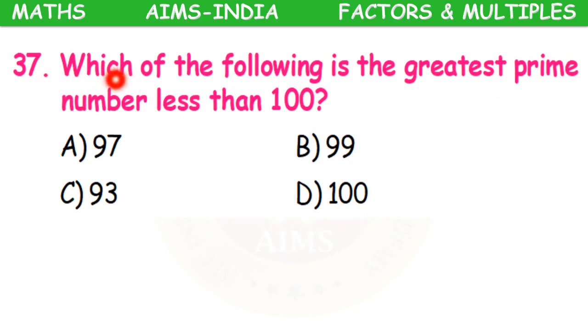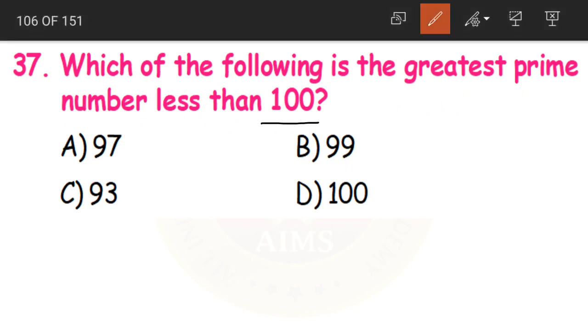Next question. Which of the following is the greatest prime number less than 100? So we should get a prime number that is less than 100. Yes, if you look at the options 97, 99, 93 and 100, this is equal to 100. The remaining are less than 100. So option D is the wrong answer.